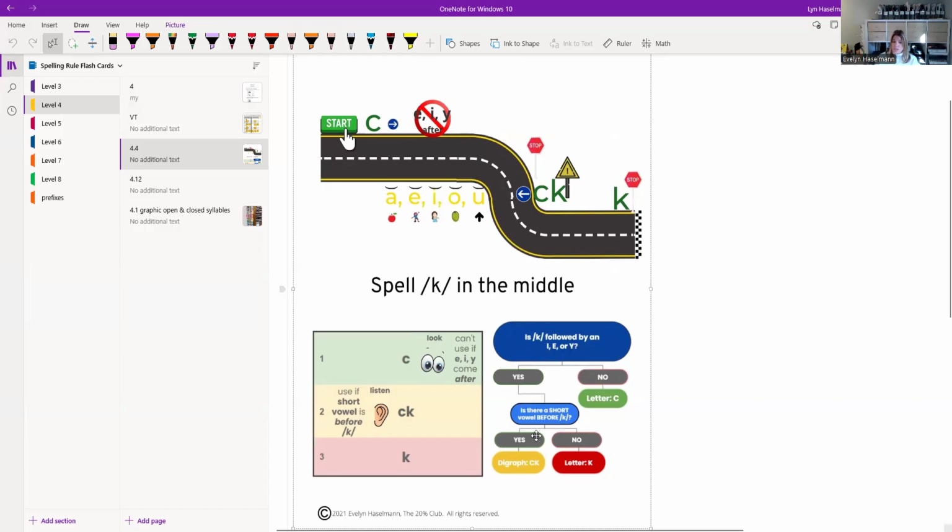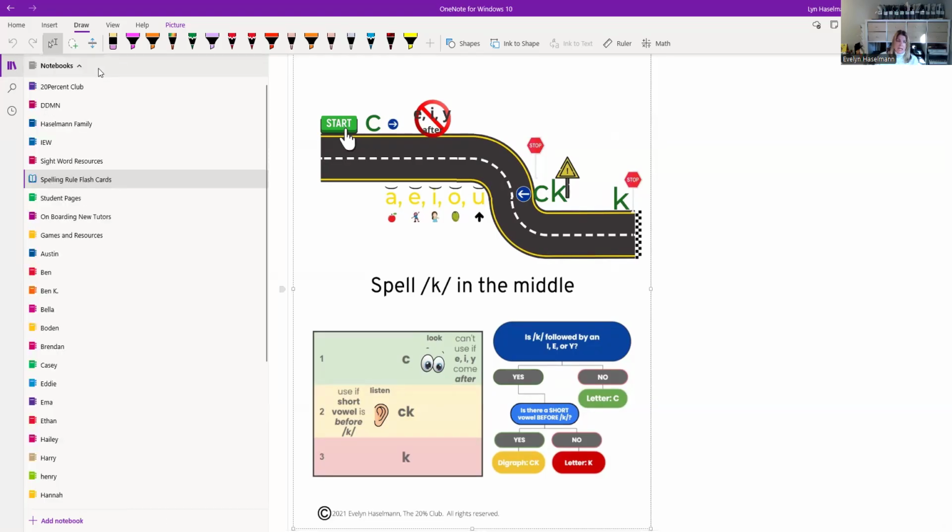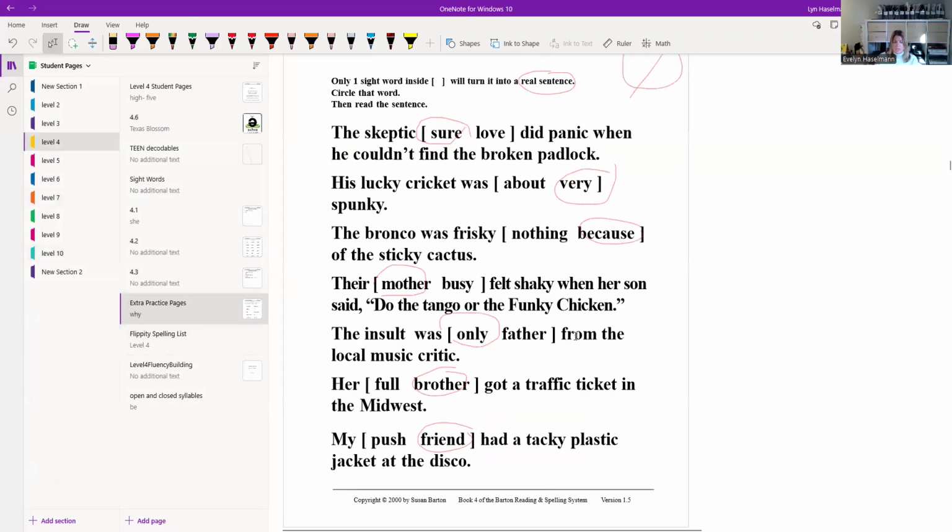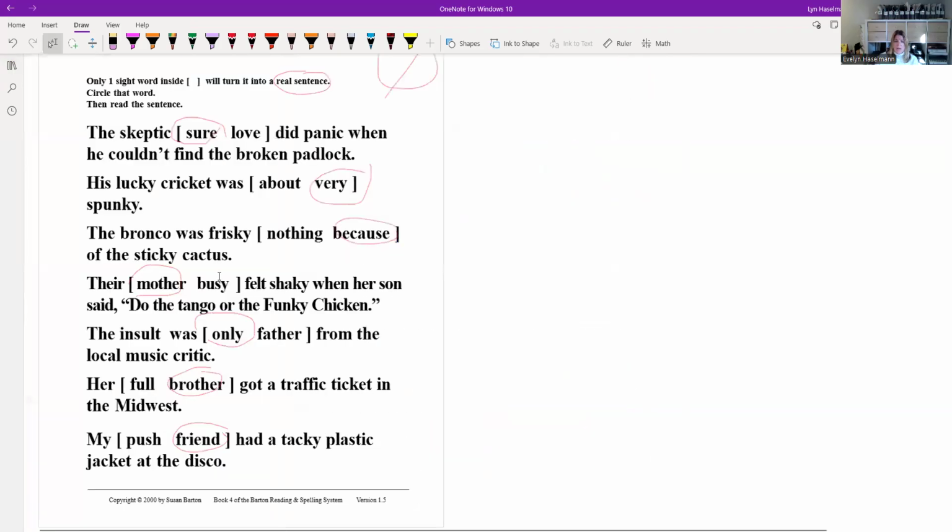Another way is a decision tree like this one down here. And the third way is to start with number 1, look after the letter. Is there a vowel there? Go down to number 2 in the yellow, listen if it's a short vowel before it, and then number 3 would be K saves the day. All right, now let's continue and look at the practice work that we have.